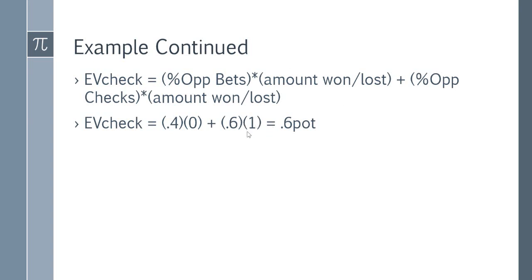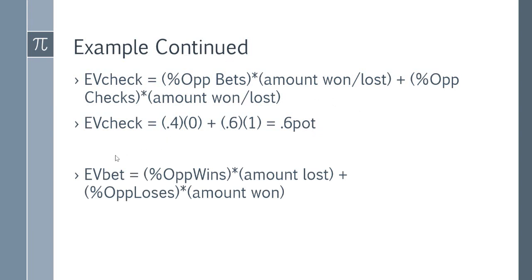If you know the size of the pot, you put in the dollar amount here, and then you're going to get a dollar amount put out here instead of a 0.6 pot units. So the other thing we have to consider is the EV of a bet. If betting is better than checking.